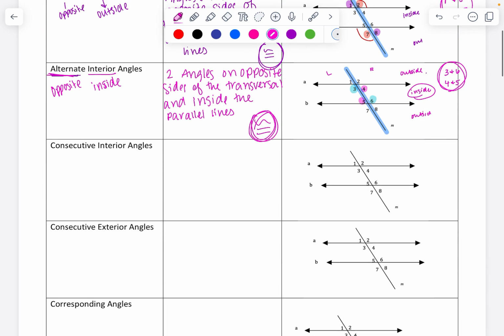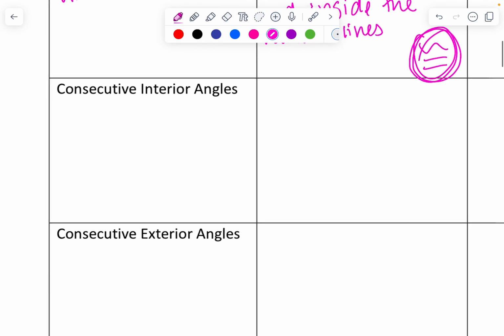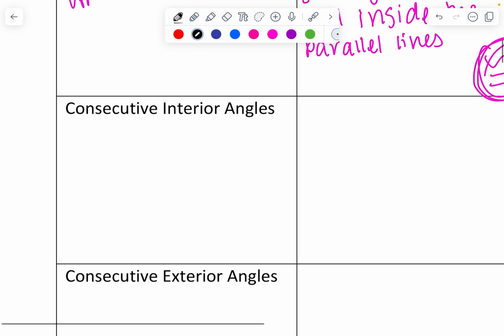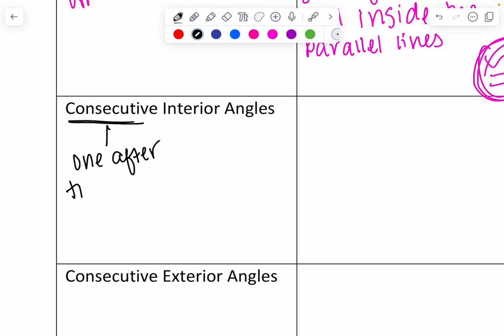Okay, 3 more. Consecutive interiors and consecutive exteriors. This word consecutive just means one after the next. And again, interior means inside. So we're looking at all the inside angles, and consecutive means one right after the next on the same side of the transversal.